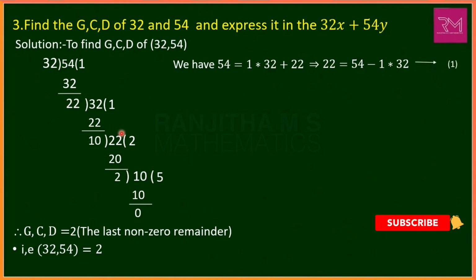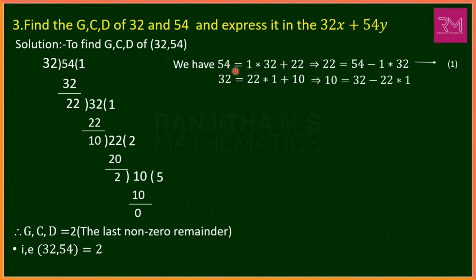Similarly, the division algorithm method applies as divisor into quotient plus remainder, that is 32 equals 22 into 1 plus 10, or we can take 10 equals 32 minus 22 into 1, and call this equation number 2. Similarly, 22 equals 10 into 2 plus 2, or we can take 2 equals 22 minus 10 into 2. Call this equation number 3.